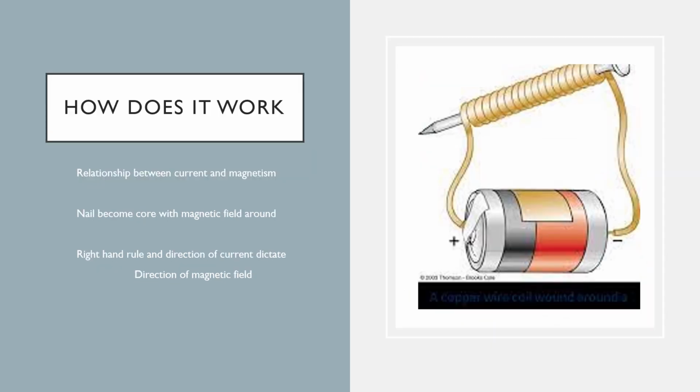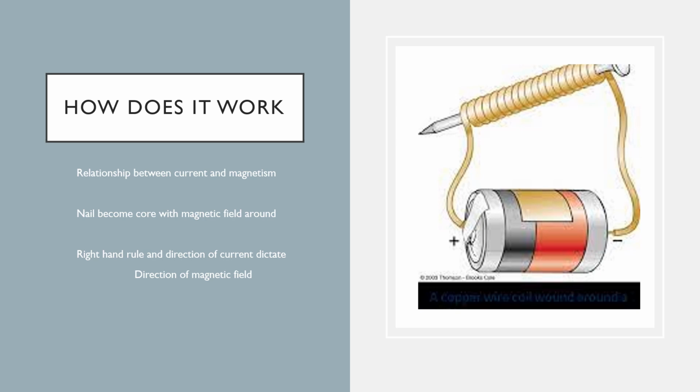Okay, so how does it work? This is how it relates to our class and the relationship between current and magnetism. The nail becomes the core, and as we know, the current travels on the outside. But the direction, which is important for AC motors, alternating current motors, is done with the right-hand rule.